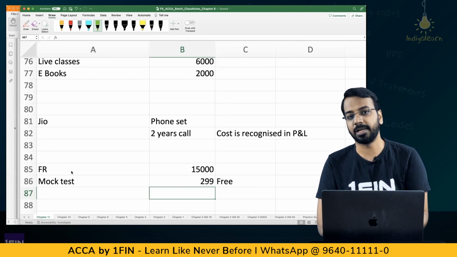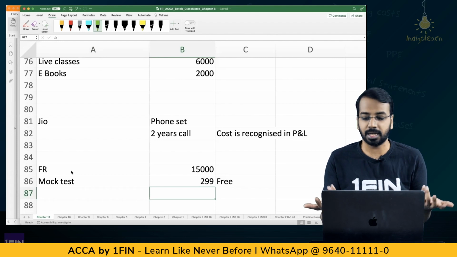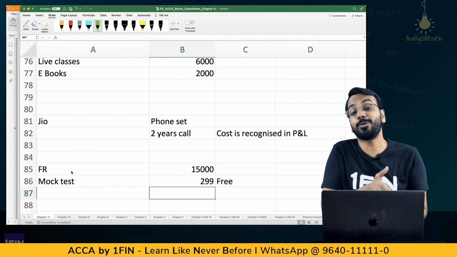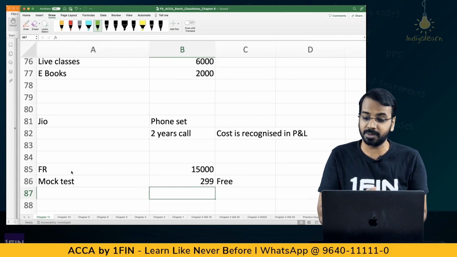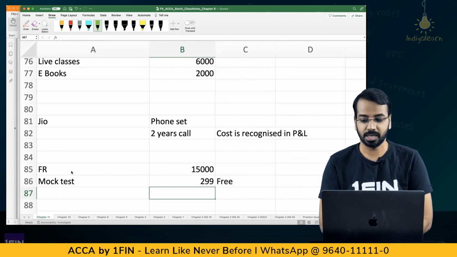Now, for example, doubt clearing. For doubt clearing, I cannot attribute a value. Every day, hundreds of questions are asked on our forums. I cannot attribute a specific value. So such kind of expenses, whenever we are incurring those expenses, we can recognize it as expense. I hope I cleared your doubt, Jatin.